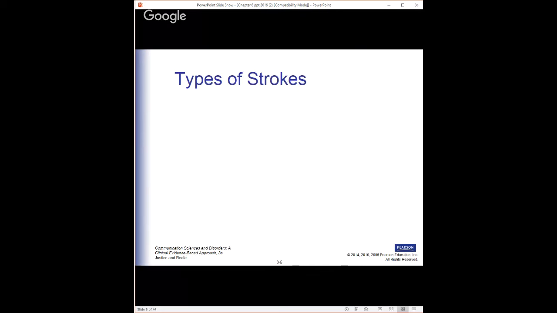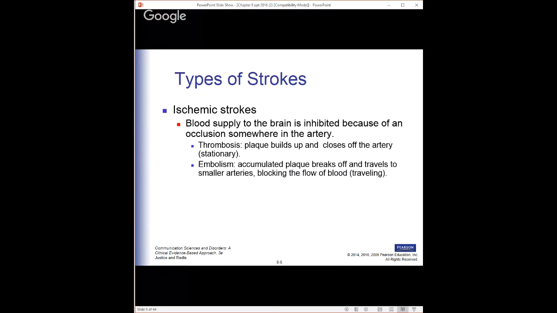There are different types of strokes. There are ischemic strokes, where the blood supply to the brain is inhibited because of an occlusion somewhere in the artery. And of those ischemic strokes, there are two types: a stationary type, a thrombosis ischemic stroke, where plaque builds up and closes off the artery. And then there's a traveling embolism, where accumulated plaque breaks off and travels to smaller arteries, blocking the flow of blood.